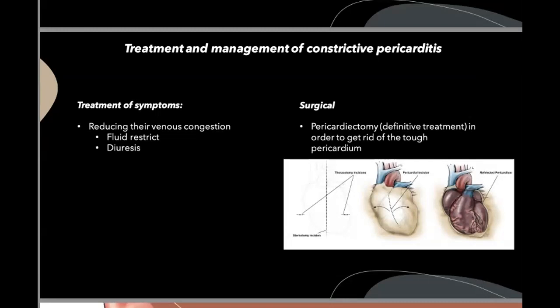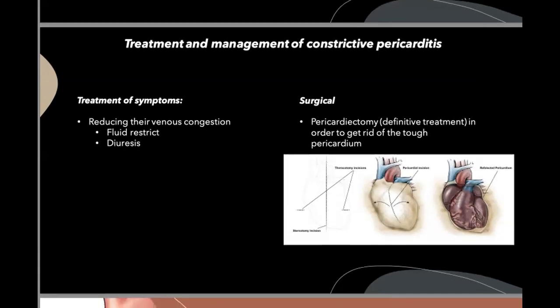So the treatment for this will be to reduce their venous congestion, restrict their fluid intake, or put them on diuresis. Another thing, which is the definitive treatment in this situation, is pericardiectomy, which will look something like this in the picture. It is done in order to get rid of the tough pericardium, because there is not much we can do other than a surgical procedure.